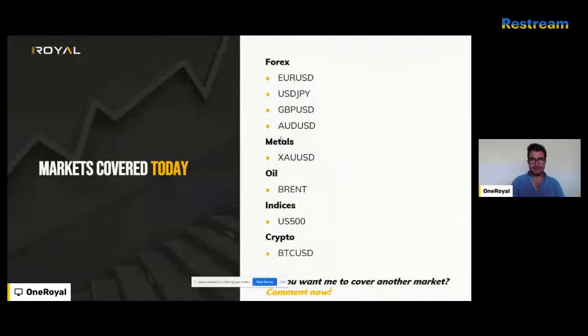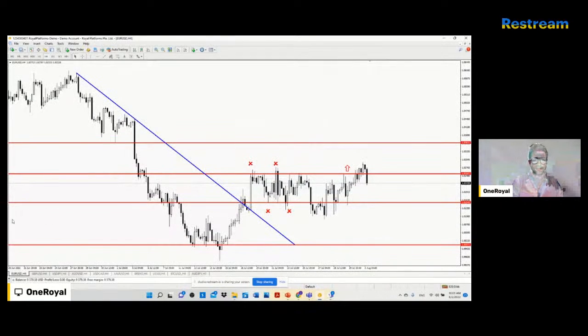These are the assets that we will cover. For forex, we have EUR/USD, USD/JPY, GBP/USD. In metals, we'll cover gold, oil, UK oil and oil. In indices, we will talk and discuss US 500. And finally, we'll analyze BTC/USD. Let's go to MT4 to analyze our assets.